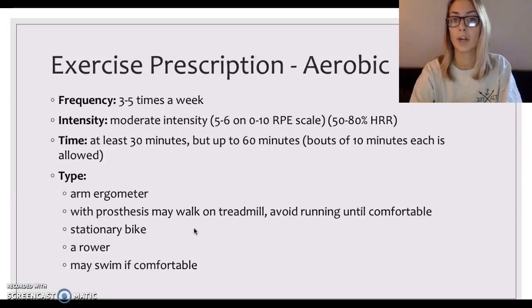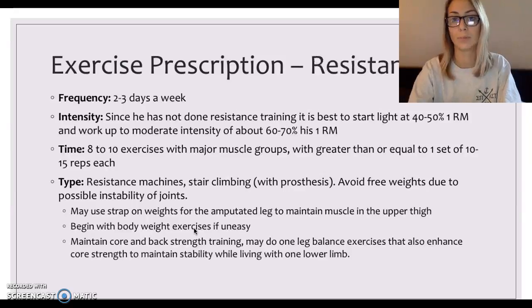Types could be like an arm ergometer to help relieve stress on his lower limbs. With the prosthetic, he may walk on a treadmill, but avoid running until comfortable with a running prosthetic. He could also work out on a stationary bike by strapping in his one remaining limb. He could use a rower to also work his cardiovascular system, and he may swim if he is comfortable.